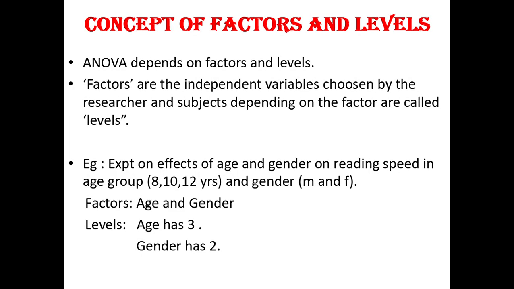Then coming to concept of factors and levels. ANOVA depends on factors and levels. Factors are the independent variables chosen by the researcher, and subjects depending on the factor are called levels. For example, experiment on effects of age and gender on reading speed in age group 8, 10, 12 years and gender male and female. Factors: age and gender. Levels: age has 3 and gender has 2.